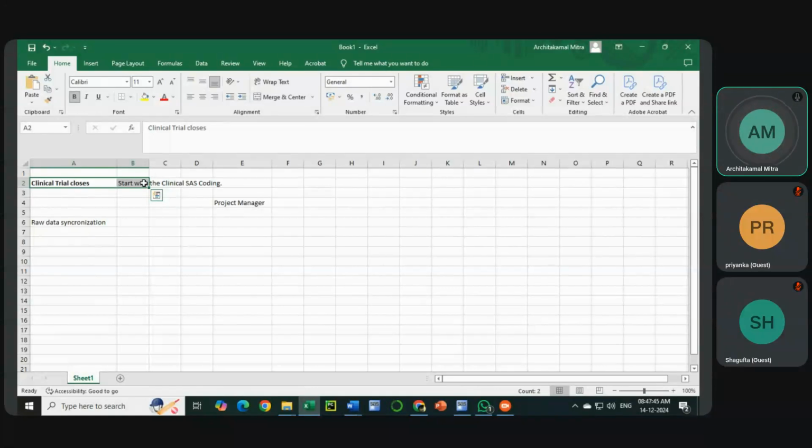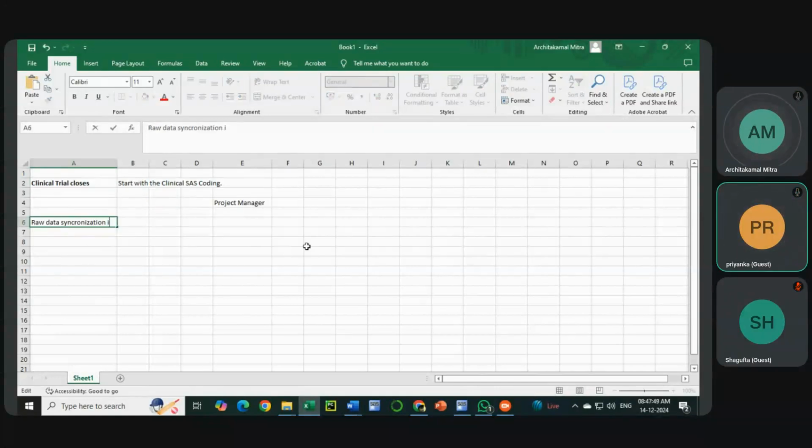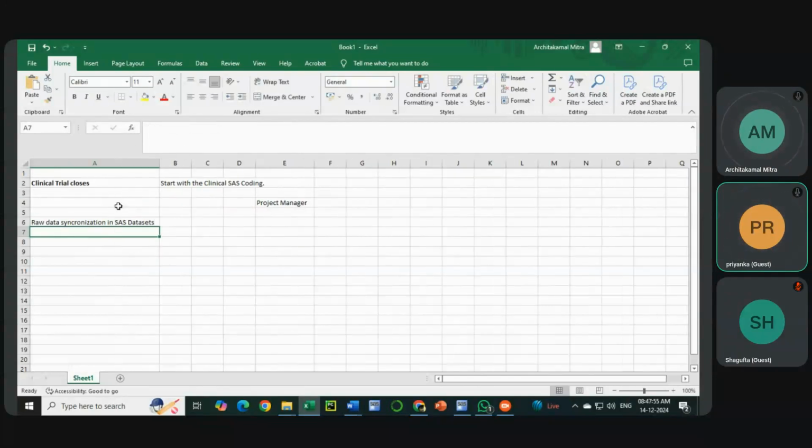Correct? Raw data synchronization in SAS data sets. So these are basically the activities that he is looking into. Suppose 10 people are there. So 10 people will work on it, and this person will define timelines.